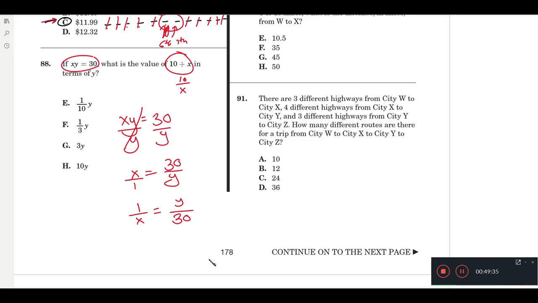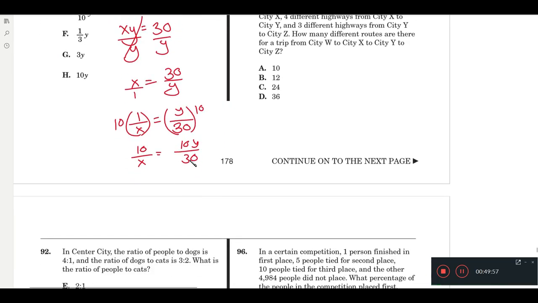Okay. But now, why did I flip? Because they said solve for 10 over x. I have 1 over x. How do I make 1 over x into 10 over x? Multiply by 10 both sides? Yep. So I get 10 over x is equal to what? 10y over 30? Can I simplify 10 and 30 here? Why did I multiply by 10?